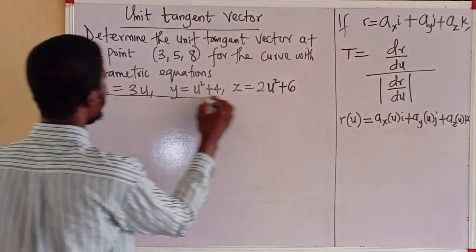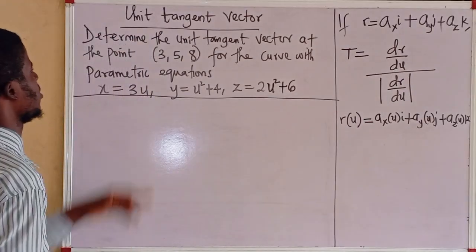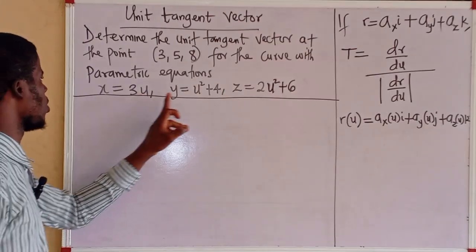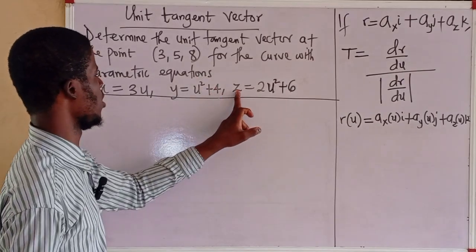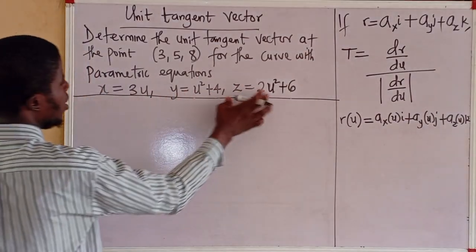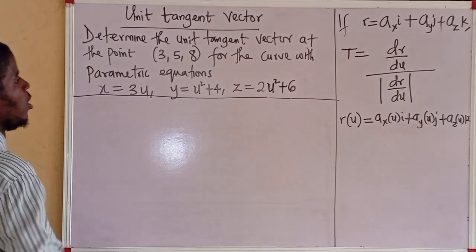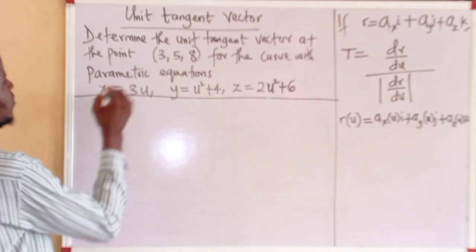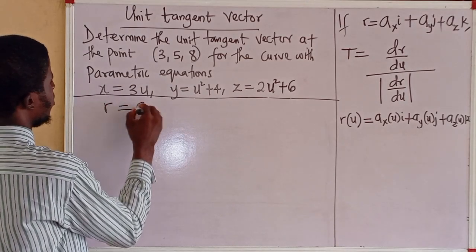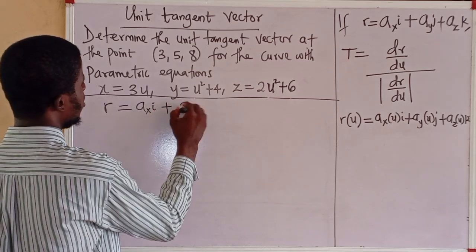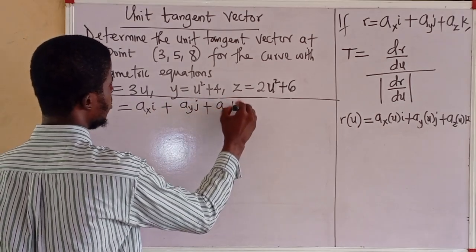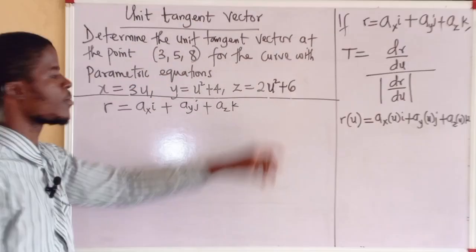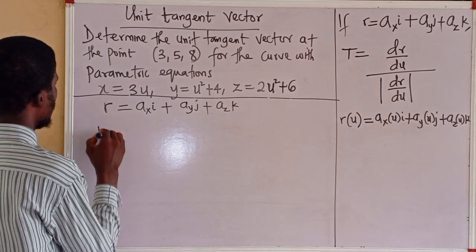Now, let us determine the unit tangent vector at the point (3, 5, 8) for the curve with parametric equations: x equal to 3u, y equal to u squared plus 4, z equal to 2u squared plus 6. These are parametric equations of a curve. That's the curve we are considering in this case. Now, we have the vector r equal to axi plus ayj plus azk. What will be the vector equation of this curve that has these parametric equations?